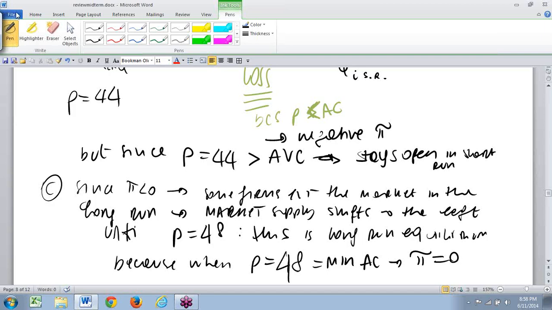So basically, in this kind of analysis, what you want when you are in the long run is to arrive at the situation where the profits are 0. So you want to go back to the point where the price is equal to the minimum of the average cost. So what happened in this problem? In this problem, we were already in a long run equilibrium where the profits were 0, and so the price was equal to the minimum average cost.